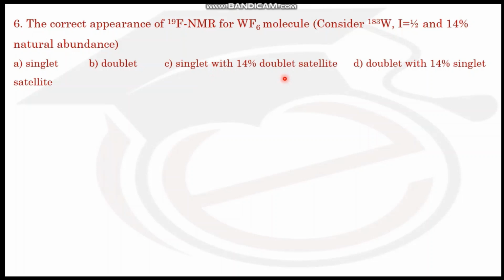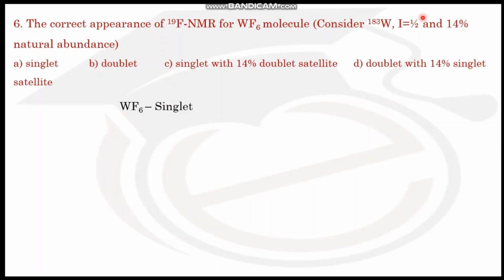Now our example, the molecule, is tungsten fluoride, and here you can see that it's a 6 coordinate complex. That means it's an octahedral complex, and all fluorines are the same, and it will give one signal, that is a singlet. It will give one signal.